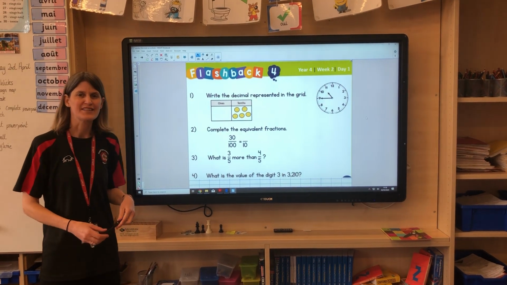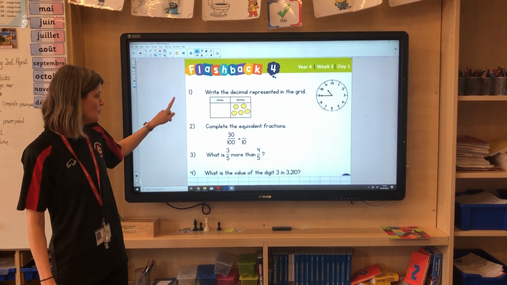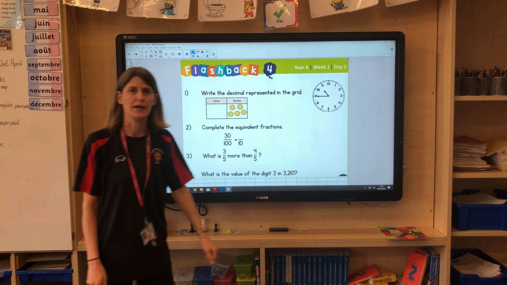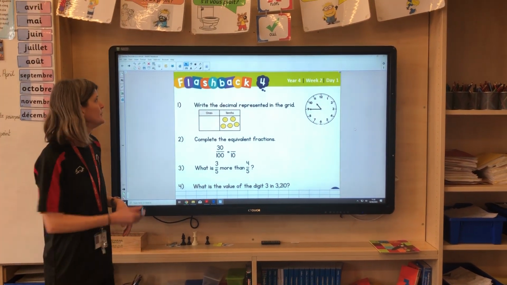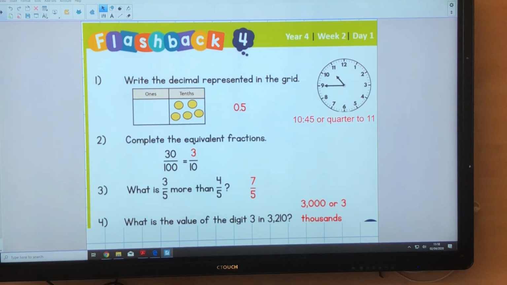Today we're going to be looking at decimals as a whole. To start with, I've got a little bit of a mental starter for you. Work your way through the 4 questions. There's also an extra time question over there, so pause the clip when you're ready and have a go. Here are the answers.